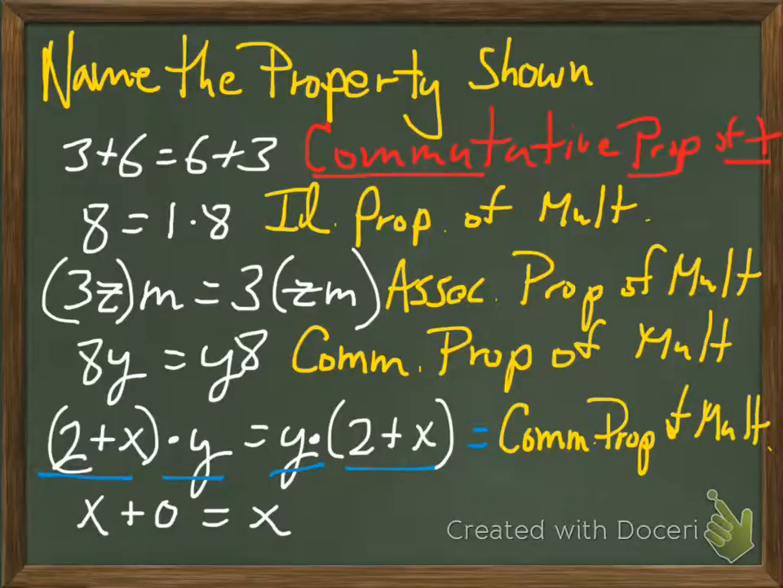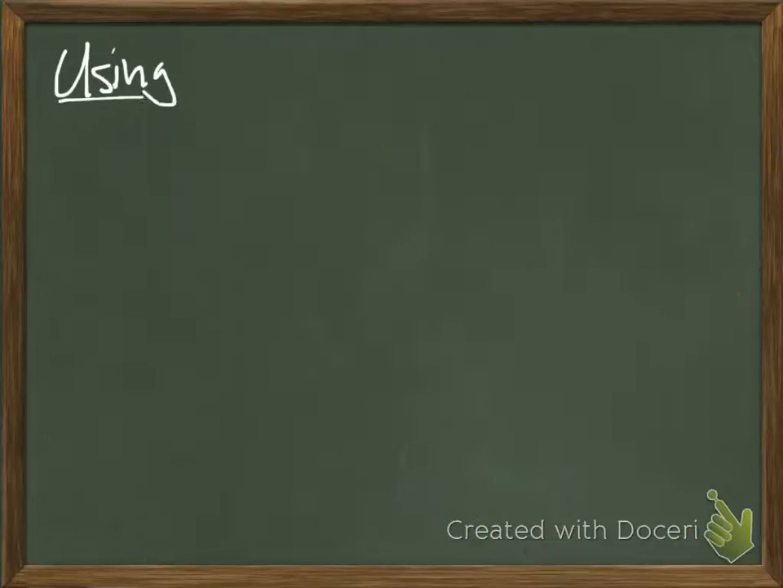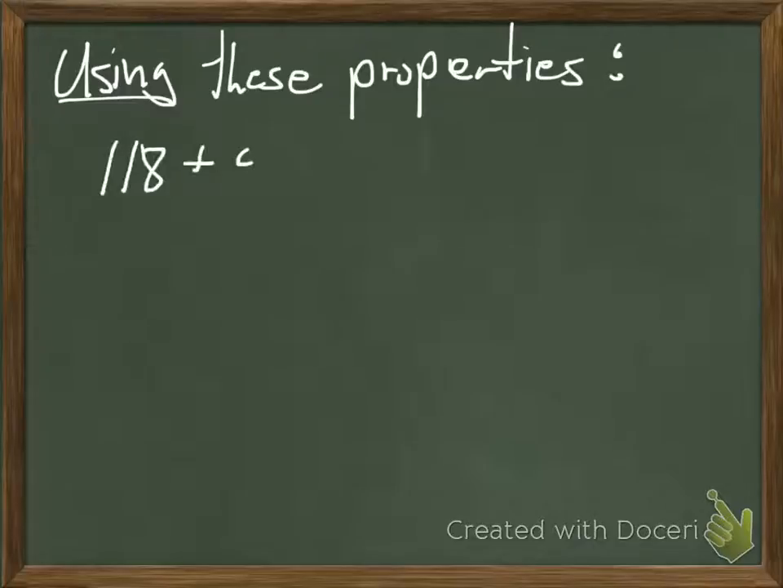Okay? And then the final one, we're adding 0 to something, so that's the identity property, not of multiplication this time because we're adding, so we'll say of addition. And again, we'll put a period there. Okay? So there's just a quick example of the properties. Now, I mentioned a second ago that you can use these properties to simplify some problems. So using these properties, let's take a look at a couple examples quickly.